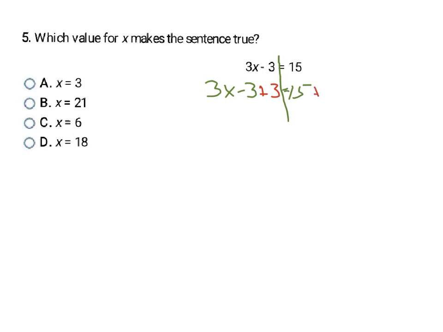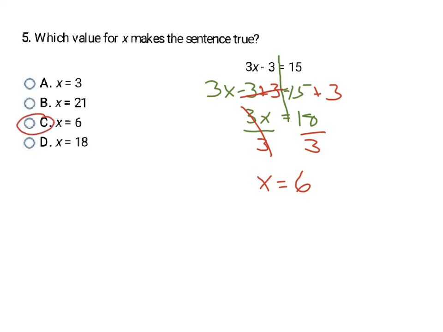So I add that 3 to both sides. Here, negative 3 and positive 3 cancel. So I'm just left with 3x on the left side. And that's going to be equal to 15 plus 3 is 18. Here, this is 3 times x, so I'm going to divide both sides by 3. And those cancel. And x is equal to 18 divided by 3 is 6. And so that's going to make C my final answer.